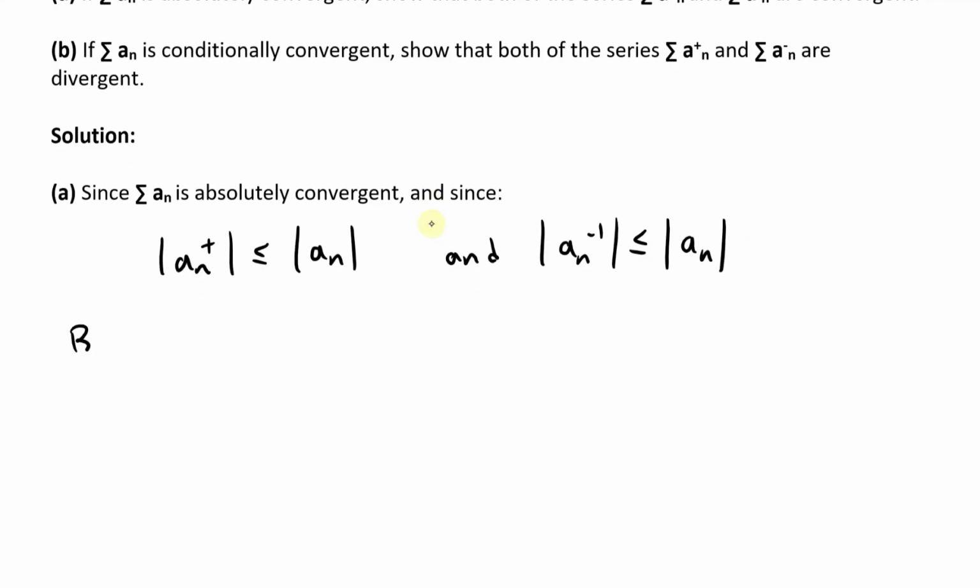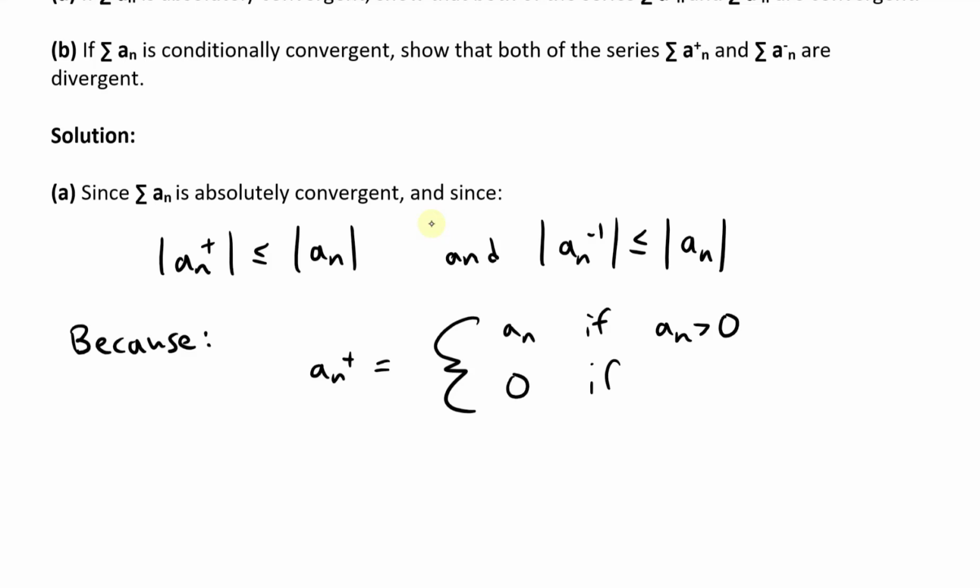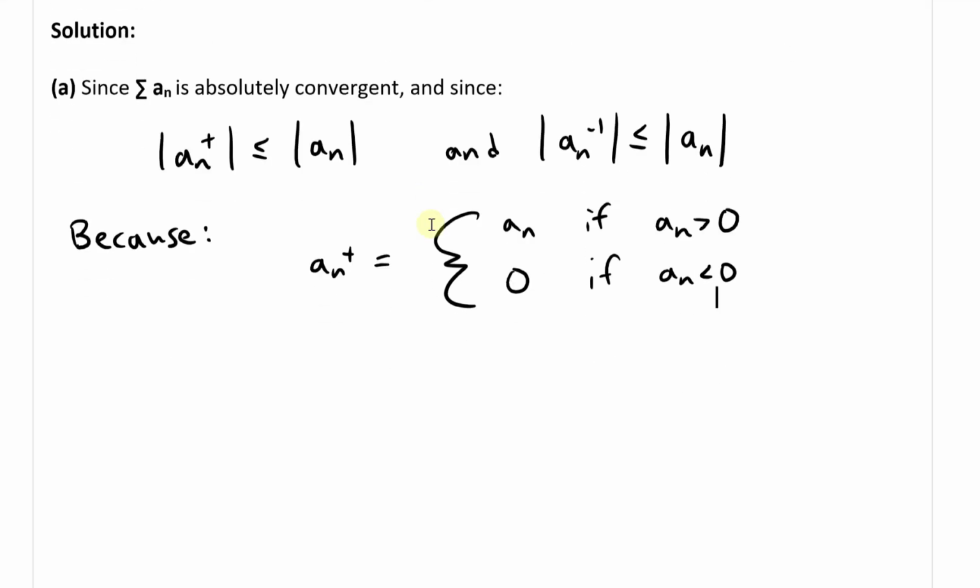And I'll just write this out in even more detail. Because a_n^+ equals (a_n + |a_n|)/2, this equals a_n, a positive term, if a_n is greater than 0. But if a_n is less than 0, it equals 0. So if a_n is negative, it can either equal a_n or 0, so the absolute value is going to be less than or equal to that.